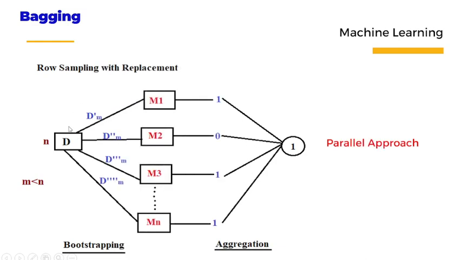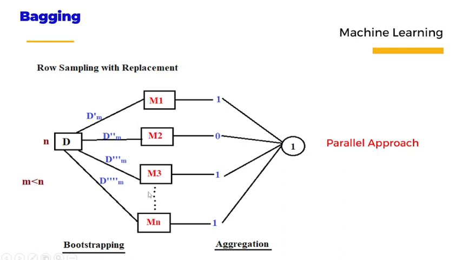Now let us look at an example. Suppose I want to solve a binary classification problem with a data set D. This data set has many columns and rows. As I said, ensemble means we are combining multiple models. So similarly here we are creating multiple models: M1, M2, M3 up to Mn.